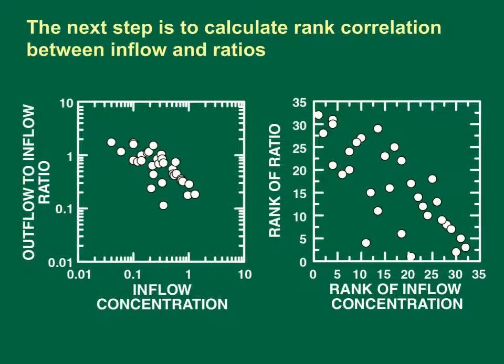The next step is to calculate the ranks of inflow concentrations and calculate the rank correlation between inflow and the ratios. The graph on the left is a repeat of the scatter plot showing inflow concentrations on the horizontal axis and the unitless ratio of outflow to inflow concentrations on the vertical axis. The graph on the right is a scatter plot with linear axes showing the ranks of the ratios and inflow concentrations. The scatter plots of the data and the ranks of these data show that the ratios decrease with increasing inflow concentrations. Spearman's rho for this dataset is about minus 0.76, which means that the ratios decrease with increasing concentration.